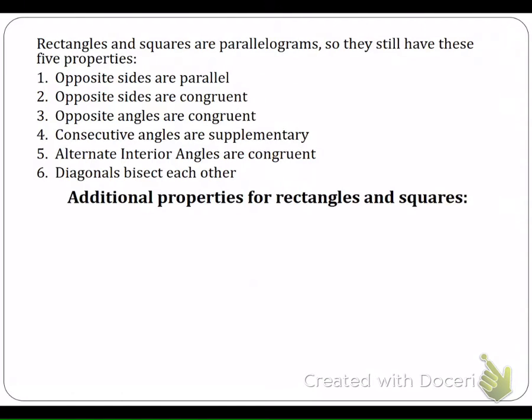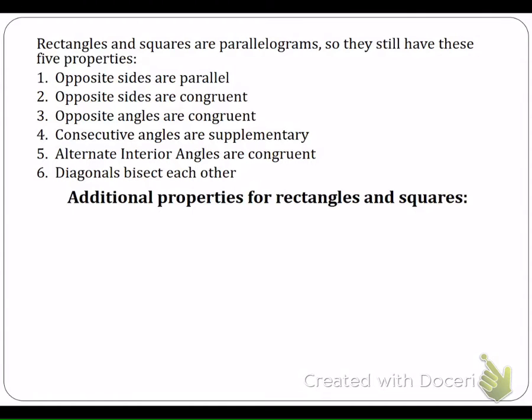All right, so here are some properties of rectangles and squares. Since they're all parallelograms, all the parallelogram properties are still true. We still have these 5 properties, and then there's a list of 6 properties. Whatever, 6, 5, same thing. Not the same thing. But the properties on the board hold true for rectangles and squares because they're parallelograms. So we're basically just getting more specific.